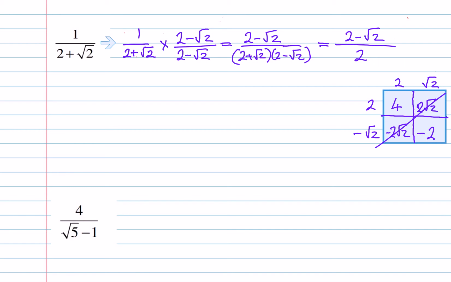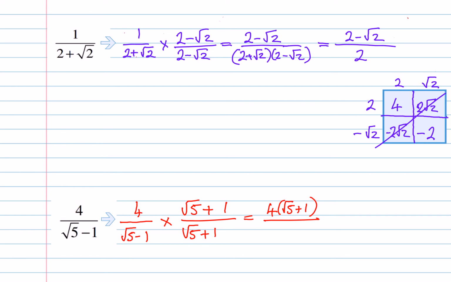Feel free to pause now and try this one yourself using one of those methods. So we'll try the last method on this fraction now and multiply it by root 5 plus 1 over root 5 plus 1. This then gives us 4 upon root 5 plus 1 over root 5 minus 1 upon root 5 plus 1.